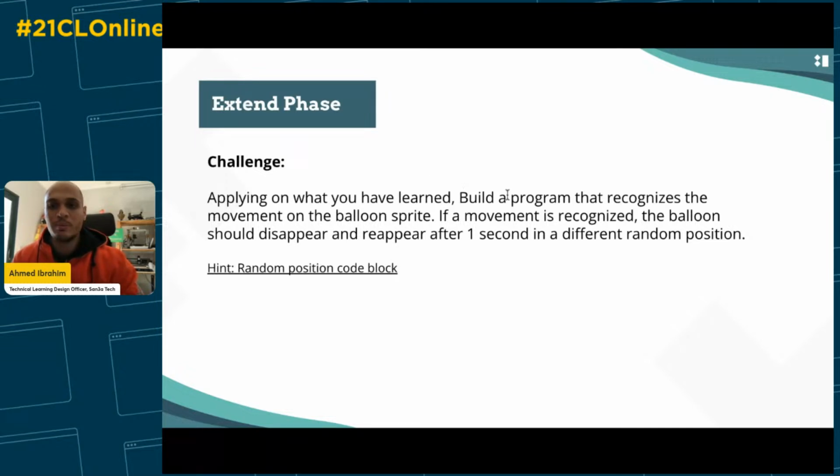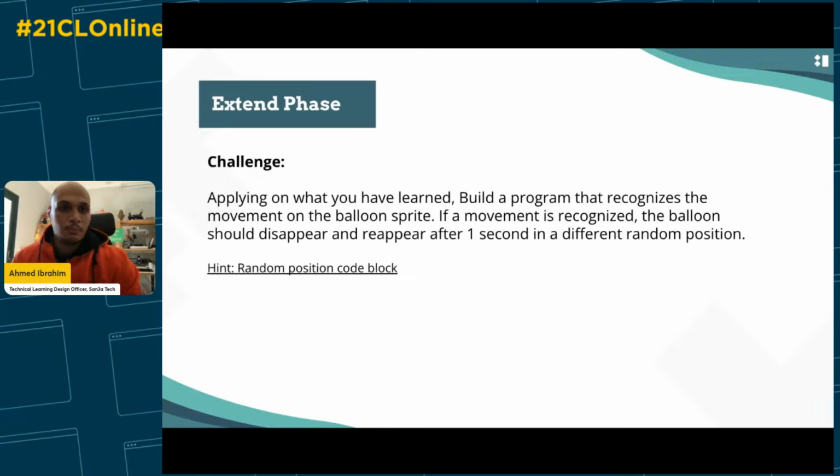The challenge here is to build a program that recognizes the body movement on the balloon sprite. If a movement is recognized, the balloon should disappear and reappear again after 1 second, but in a different random position. That is the challenge that students have to solve. The teacher introduces the challenge, and the students have to apply what they have learned in the previous phases to solve that challenge themselves.